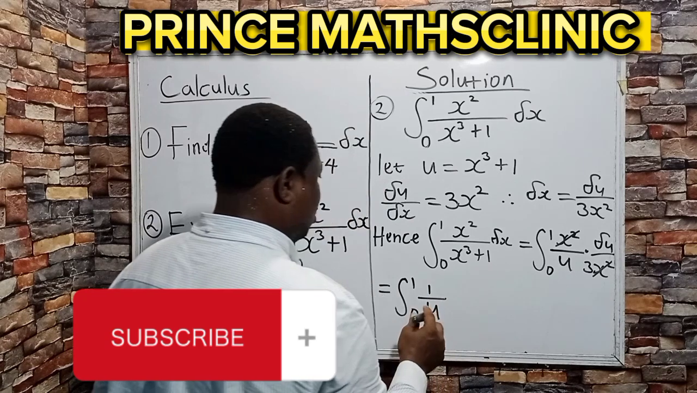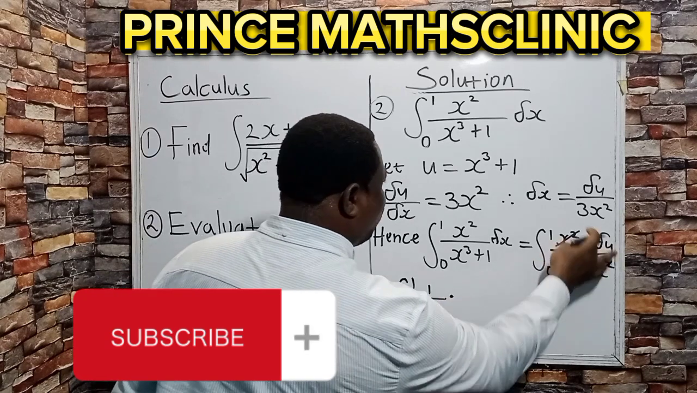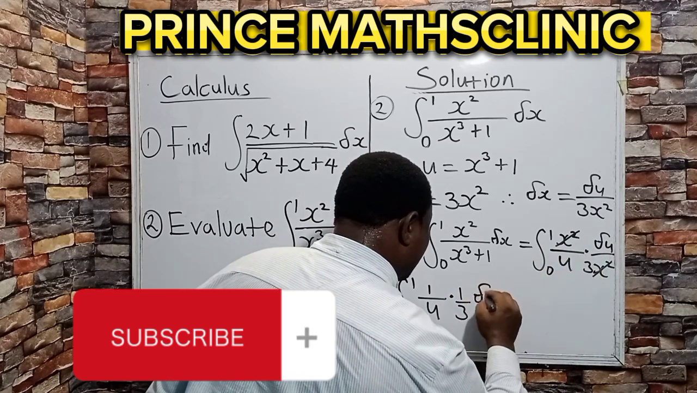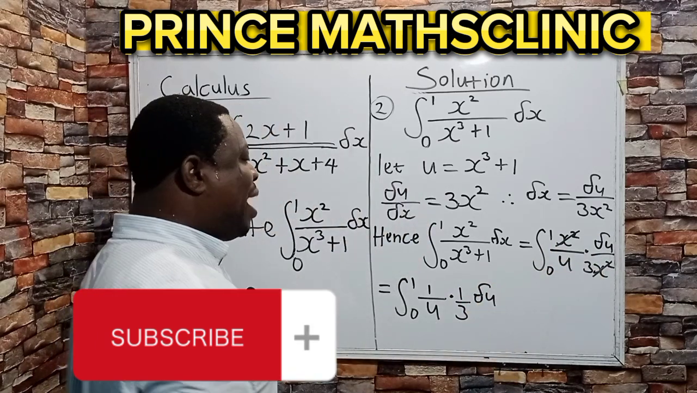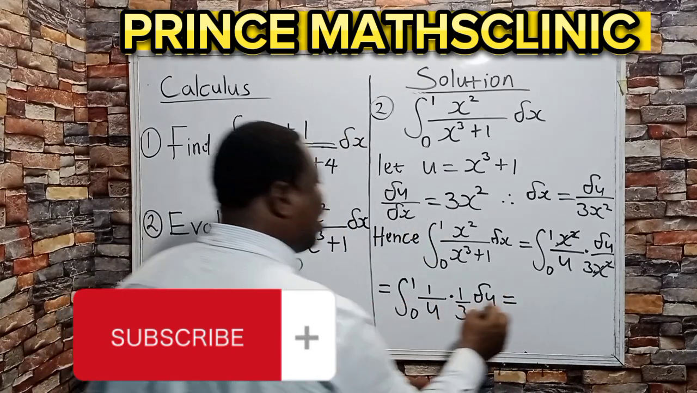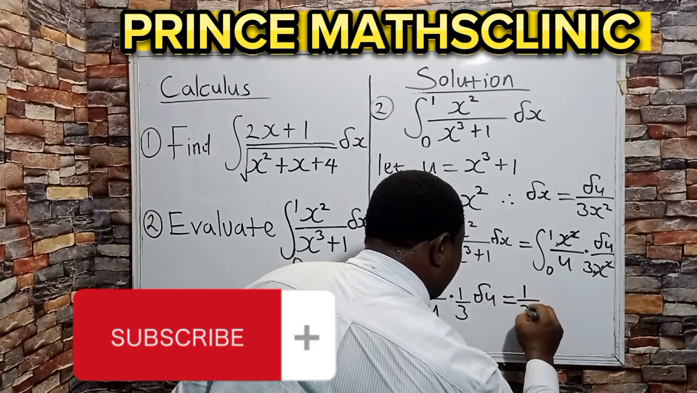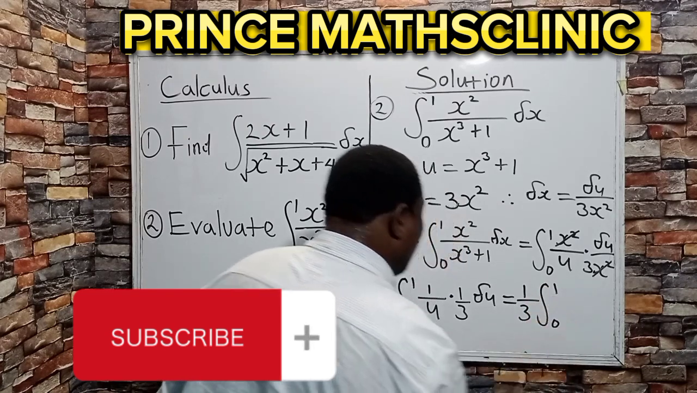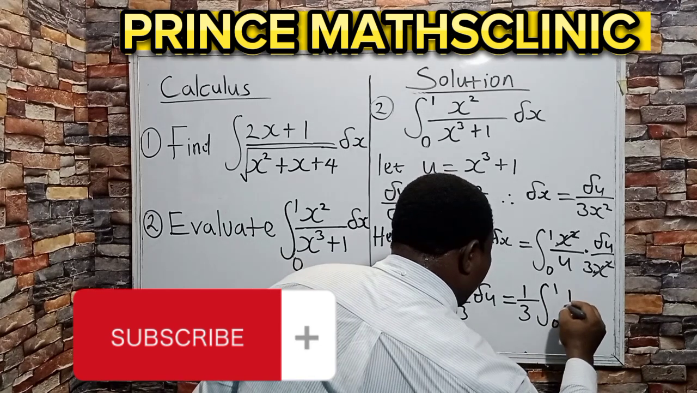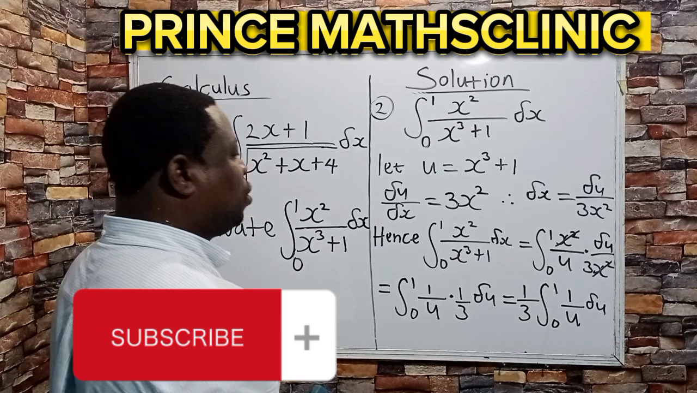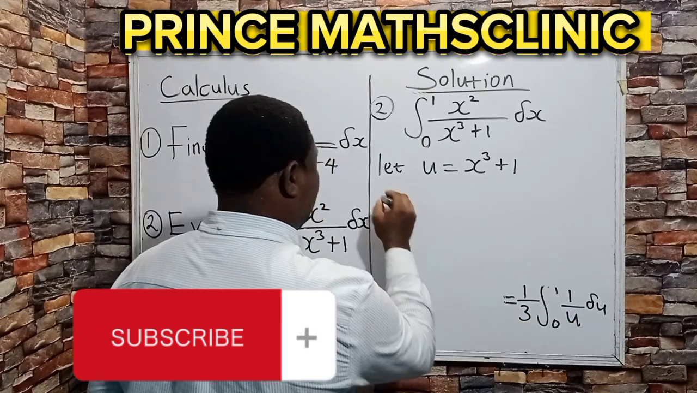Then remember, I have 1 over 3 here. Then I have the u. And remember the rule I gave you. So I'll pull out this constant, which is 1 over 3. Then my upper and lower limit. Then I have 1 over u du. So this is what I have.